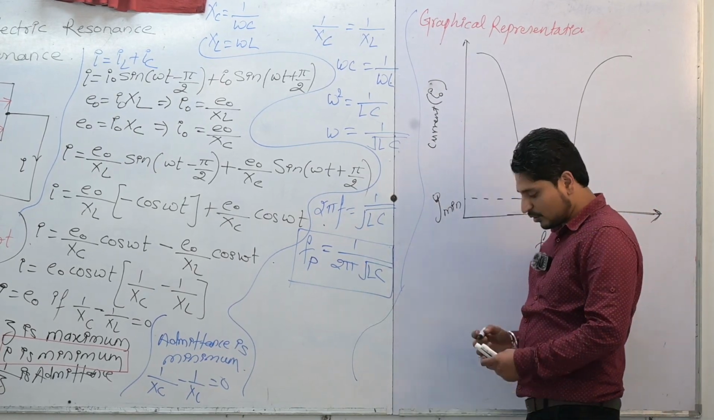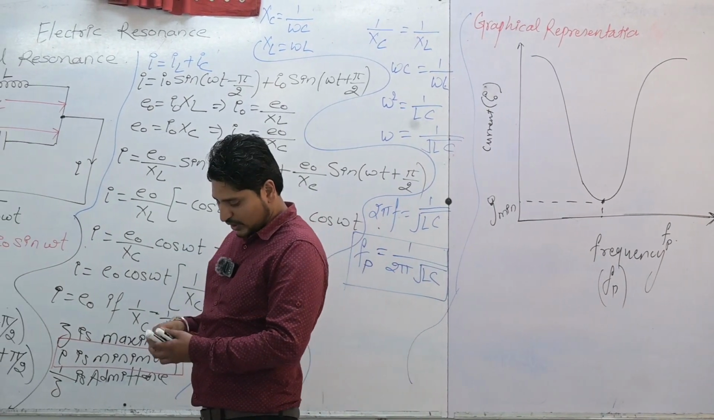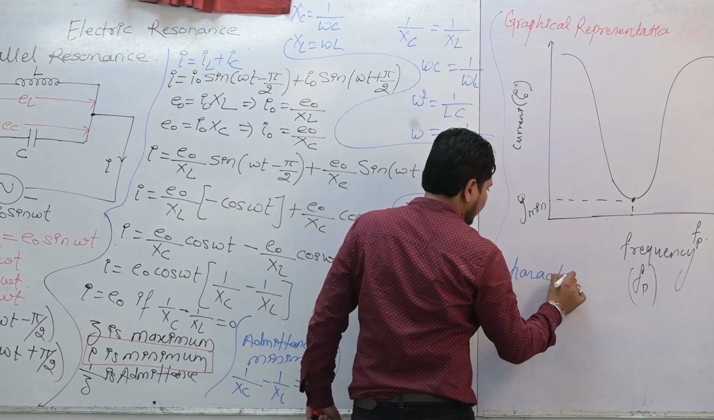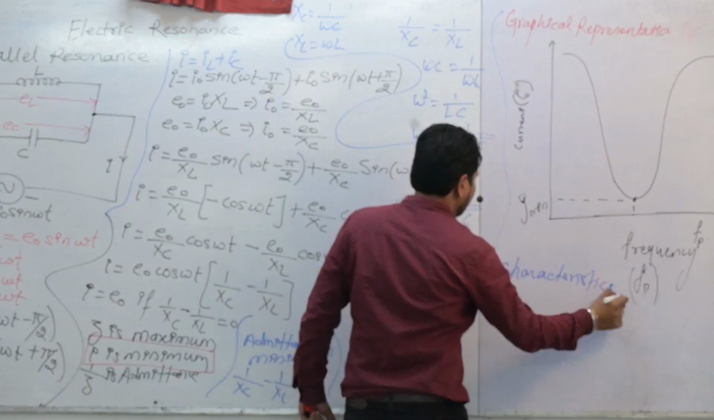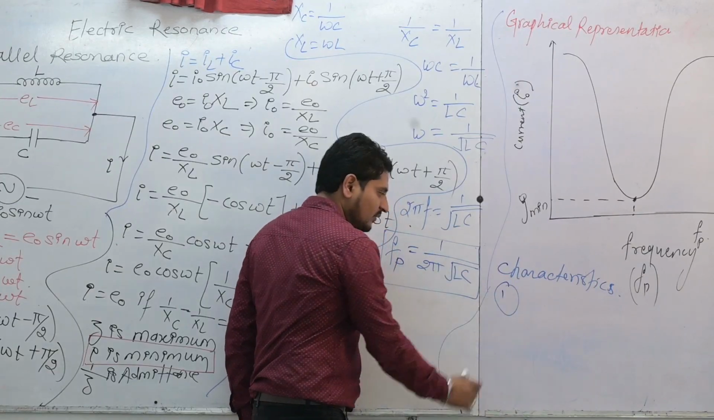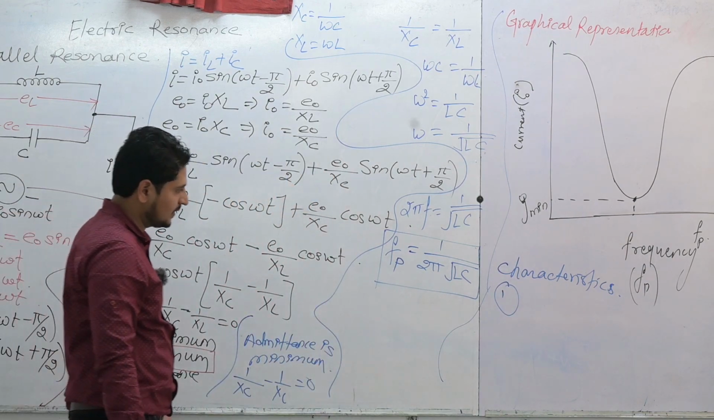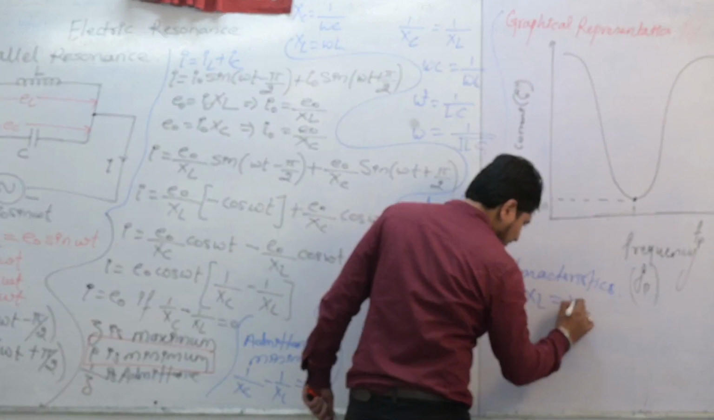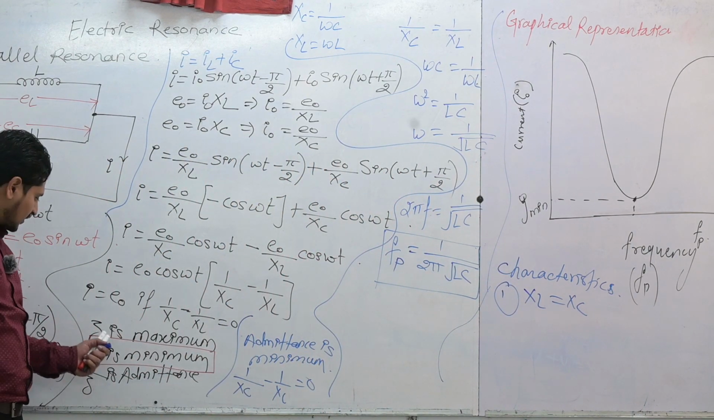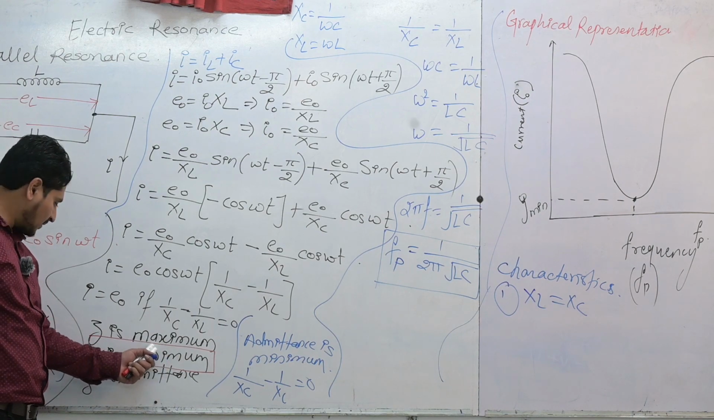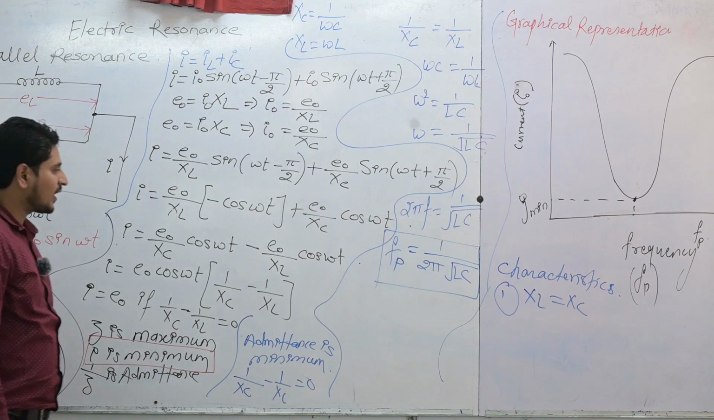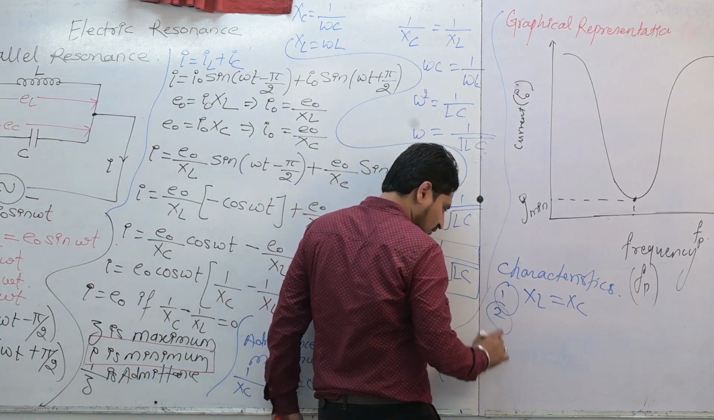Clear? Now if I talk about the characteristics of this one, what are the characteristics? The first characteristic is that resonance occurs only when XL is equal to XC. So your XL is equal to XC. This is the first characteristic. The second characteristic: your Z is maximum, impedance is maximum, current is minimum, and admittance is again minimum.